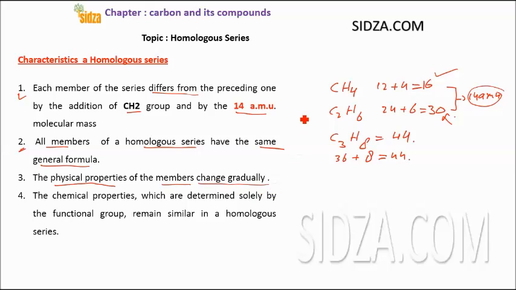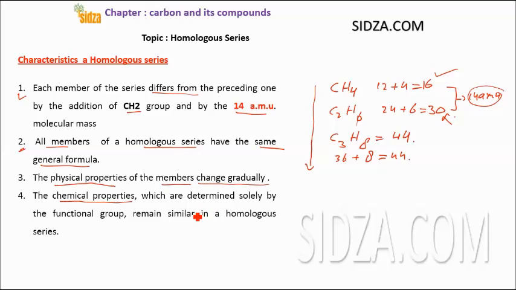Okay, so when we move from, suppose, methane to ethane to propane to butane, in a homologous series, physical properties change, because the physical properties depend on the molecular mass. If the molecular mass increases, there will be an increase in the melting point, boiling point, and other properties, correct? So physical properties change gradually along a homologous series, but chemical properties will be the same. For a particular homologous series, the chemical properties are the same.